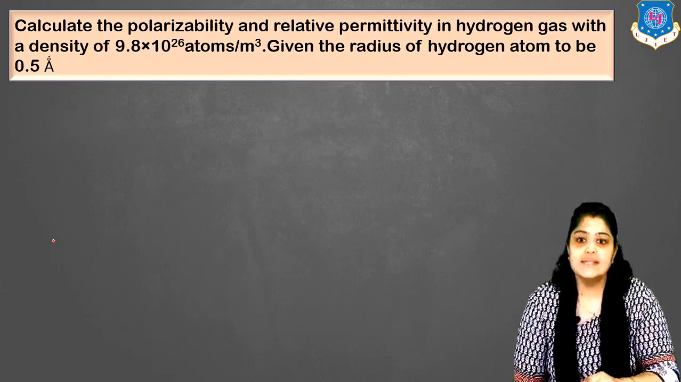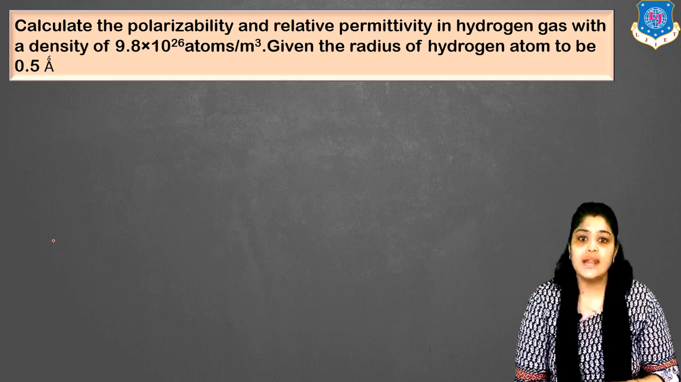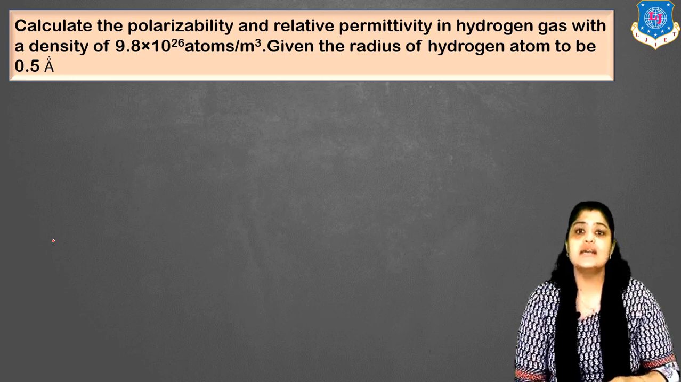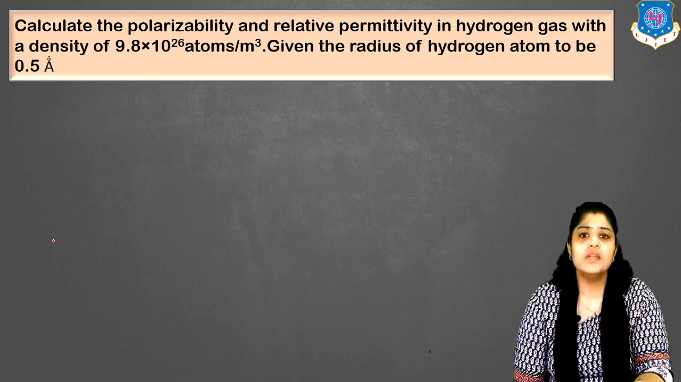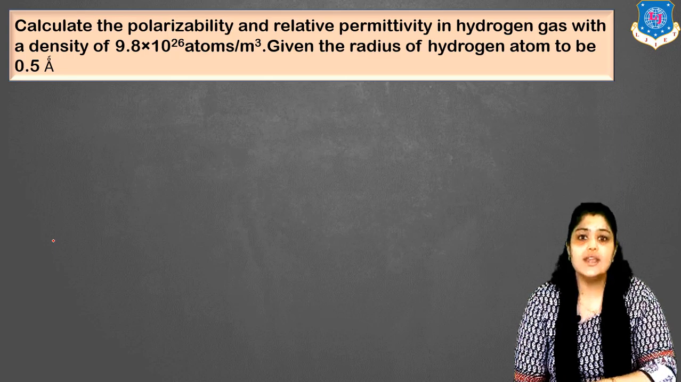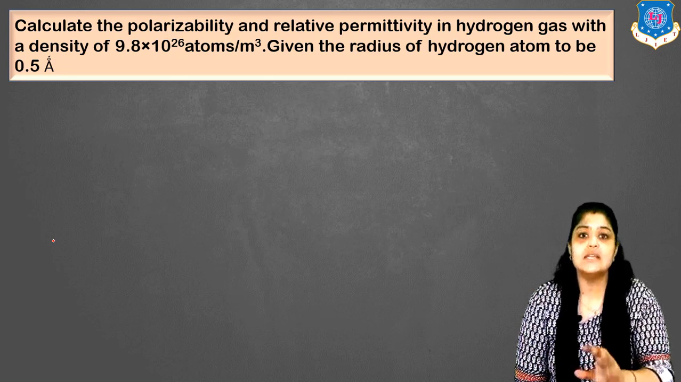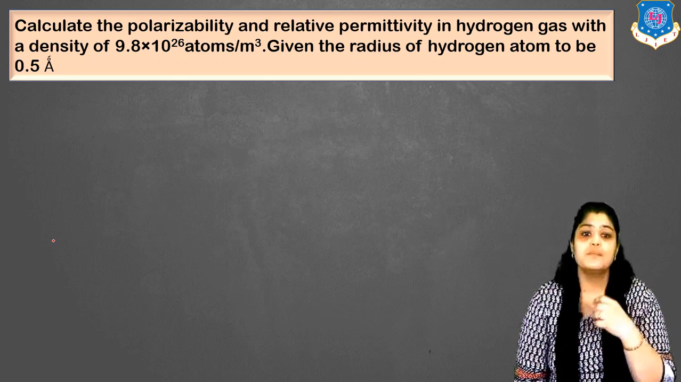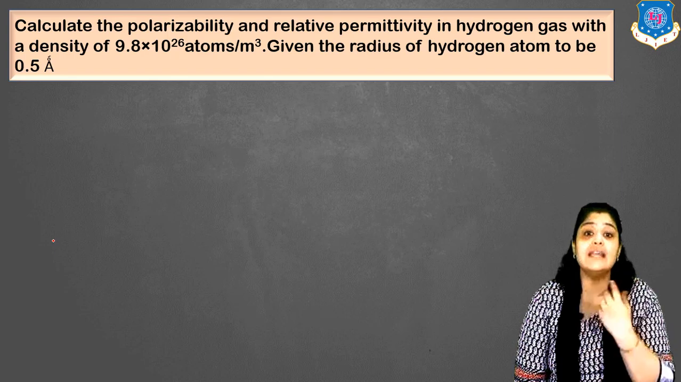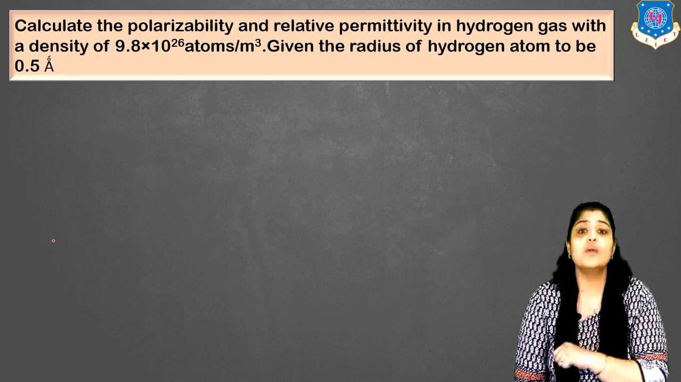So the third numerical says you have to calculate the polarizability and relative permittivity in hydrogen gas, which has a density of 9.8 into 10 raised to 26 atoms per meter cube. Now what do you mean by density? So density of hydrogen gas means the number of atoms in a unit volume. You also have to find out the value of relative permittivity along with alpha E.